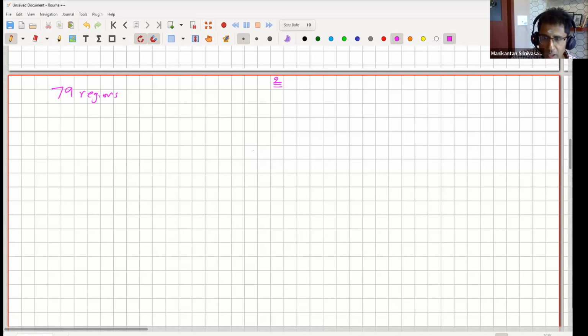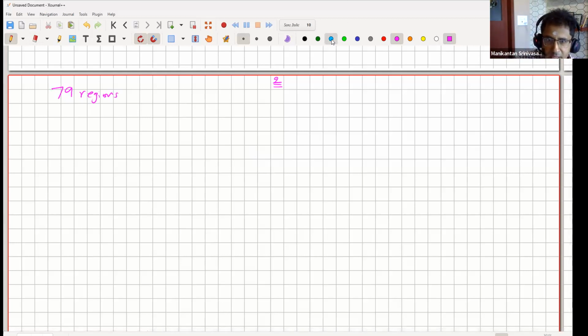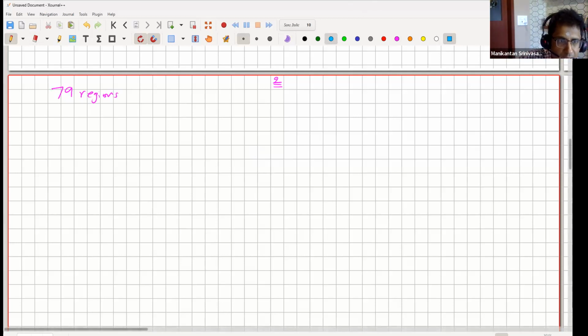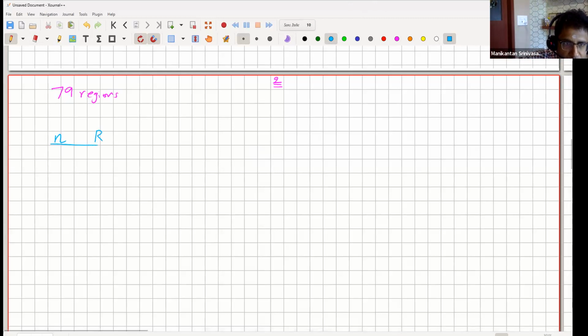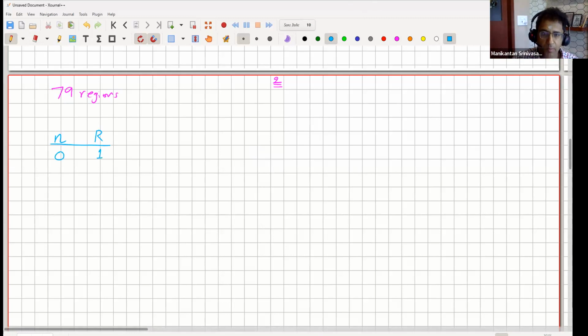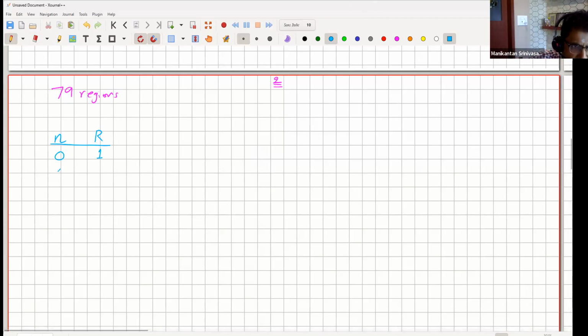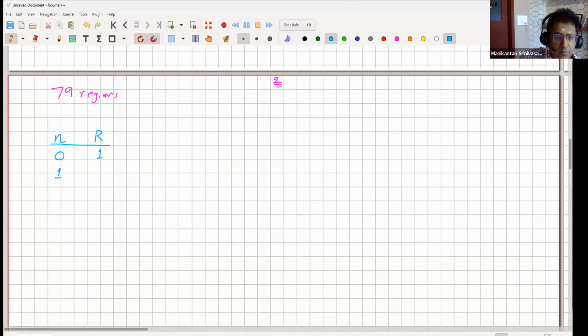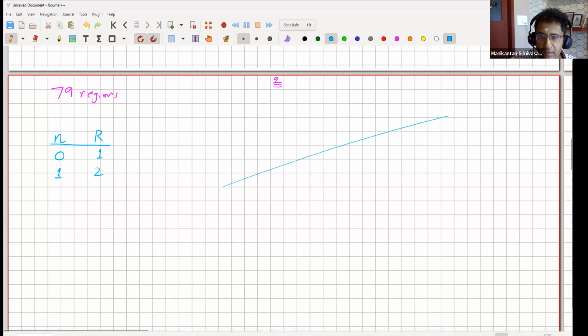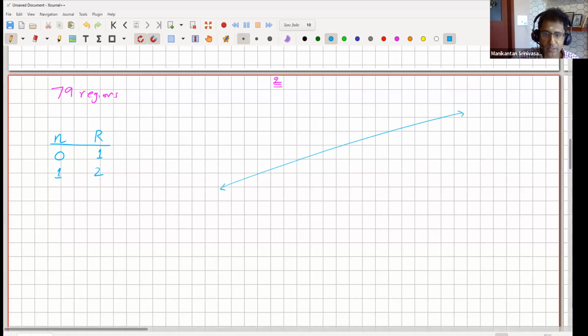Okay, cool. So basically, we'll take the same approach. We'll have N, and then we'll have R. R is the number of regions. So when there are no lines, there's only one region. The entire plane is a region. There's no lines at all. The moment the first line comes, the number of regions becomes 2, right? If you have a line, the plane is upar wala, niche wala. There's 2 different regions, right? Again, this is going till infinity. They're all lines, not line segments.